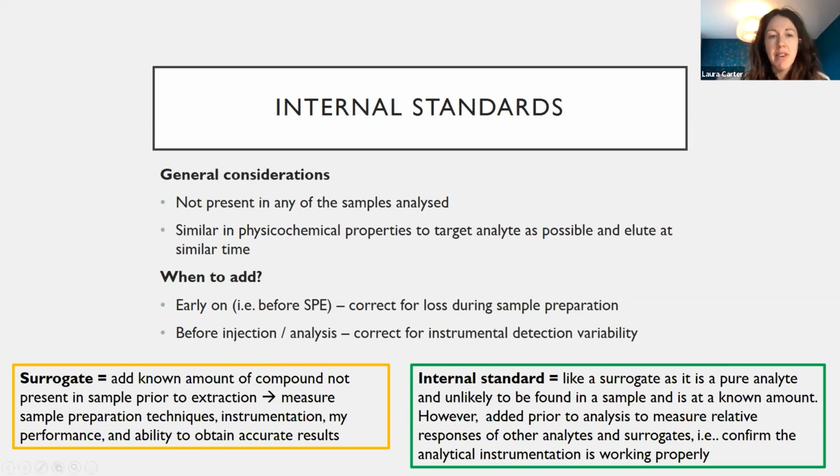So when thinking about internal standards, you have to consider a number of things. Your internal standard shouldn't be present in any of the samples analyzed. For example, if you're using a prescribed drug as an internal standard for a therapeutic drug monitoring campaign, it's not a good idea. It also needs to be similar in the physicochemical properties to your target analyte. So good ideas here are isomers or homologs.